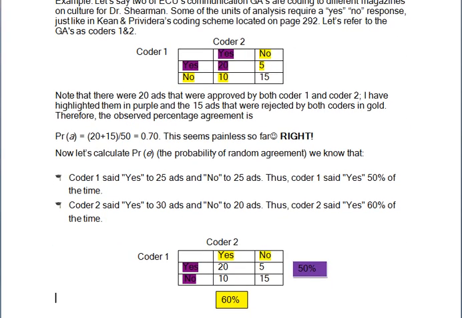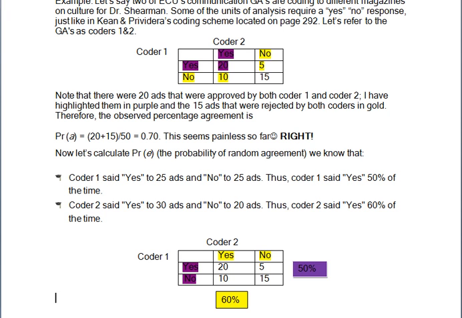Note that there are 20 ads that were approved by both coder 1 and coder 2. I have highlighted them in purple. And 15 ads that were rejected by both coders, in gold. Therefore, the observed percentage agreement is Pr(A) equals 20 plus 15 divided by 50 equals 0.7. This seems painless so far, right?